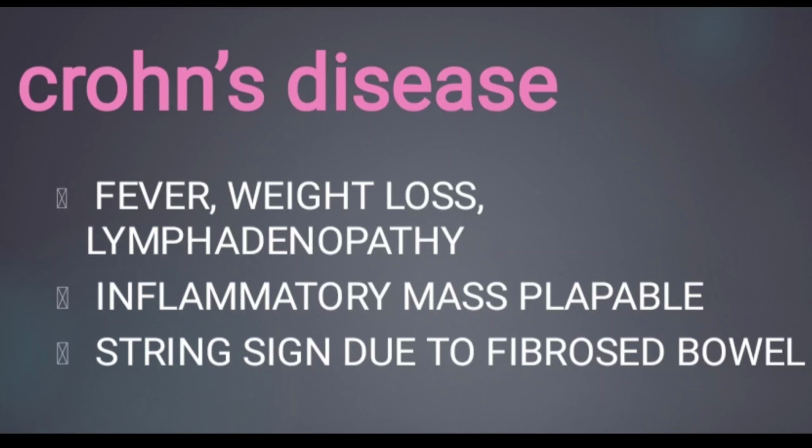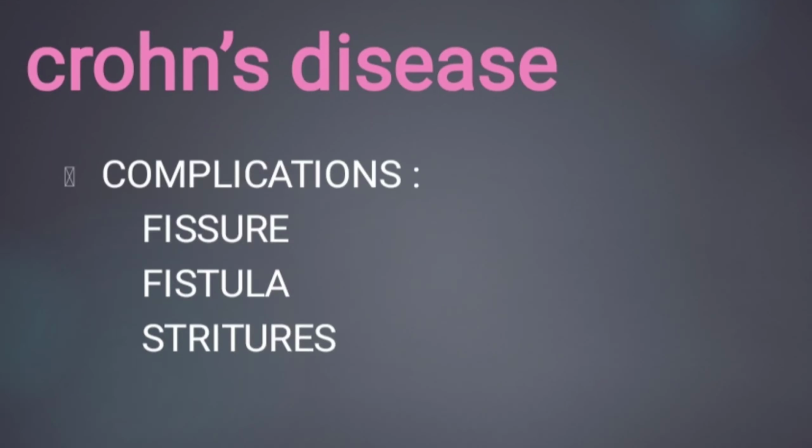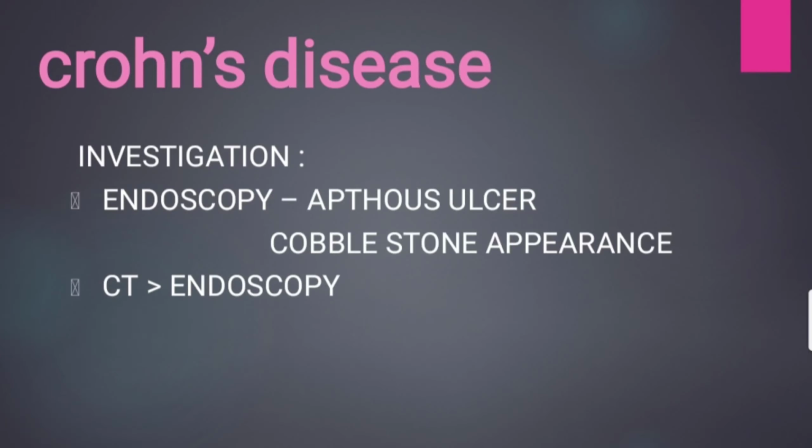Let's see the clinical features seen in Crohn's disease. Fever, weight loss, lymphadenopathy, a palpable inflammatory mass, and a positive string sign due to fibrosed bowel. The complications seen in Crohn's disease are fissure, fistula, and strictures. And let's see the investigations which help in the diagnosis of Crohn's disease. On endoscopy, we find aphthous ulcer and cobblestone appearance in patients with Crohn's disease. And also CT scan has higher value in diagnosis than endoscopy.